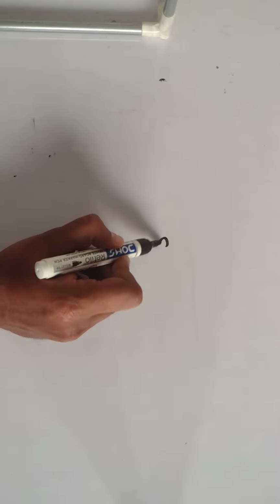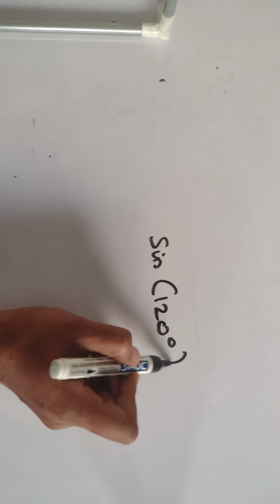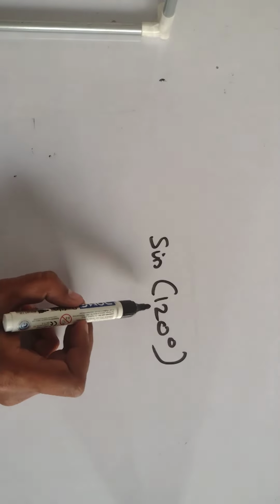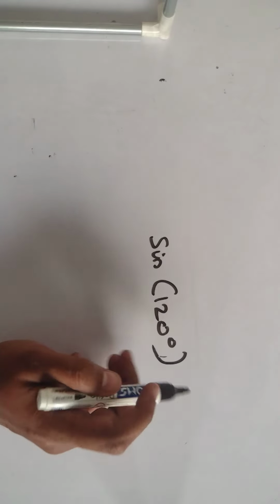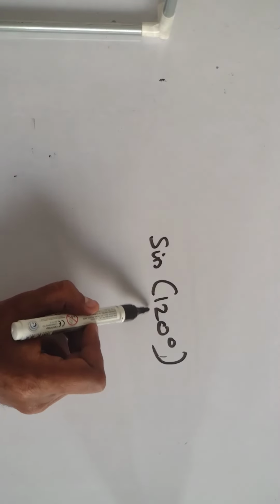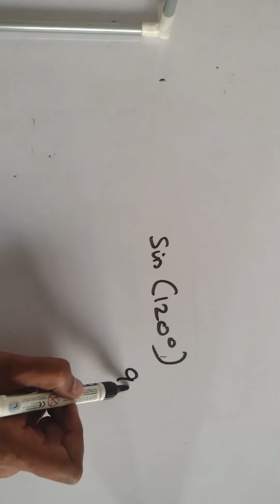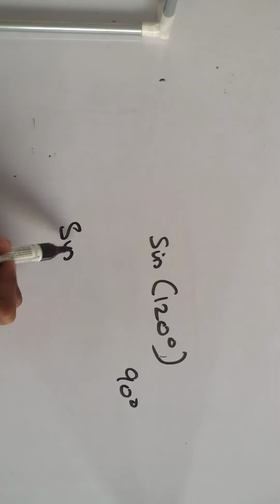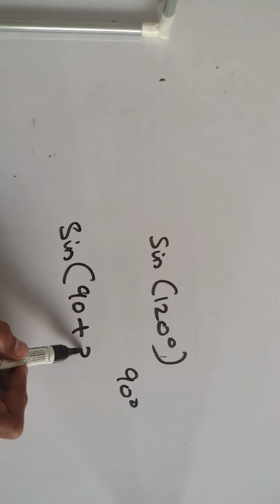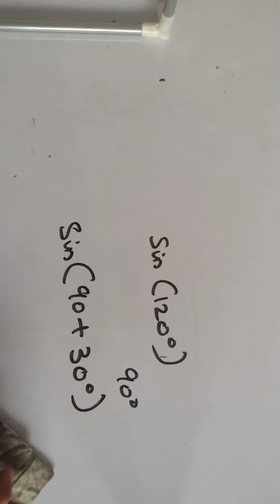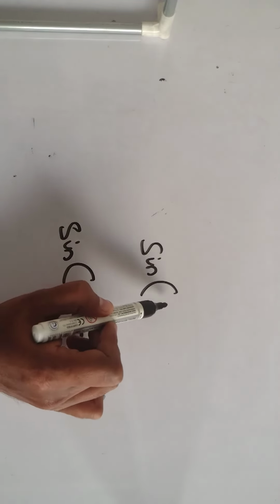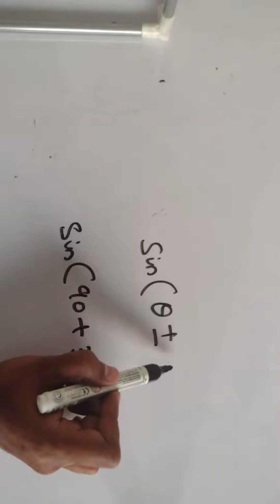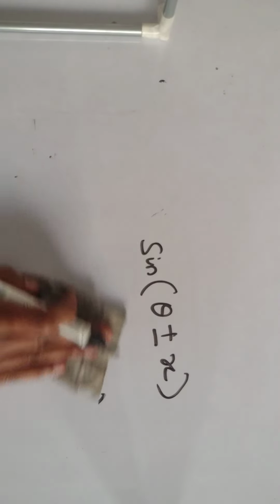So what are allied angles? For example, say I want sine 120. If I have any angle, I will try to find the terminal angle close to 120, say 90 degrees. I know the value for 90 degrees. So I will write it in this form, sine of 90 plus 30. Are you following it? Then I will derive its value, sine of 90 plus 30. Getting it? So this is known as allied angles, where you write theta plus or minus x.